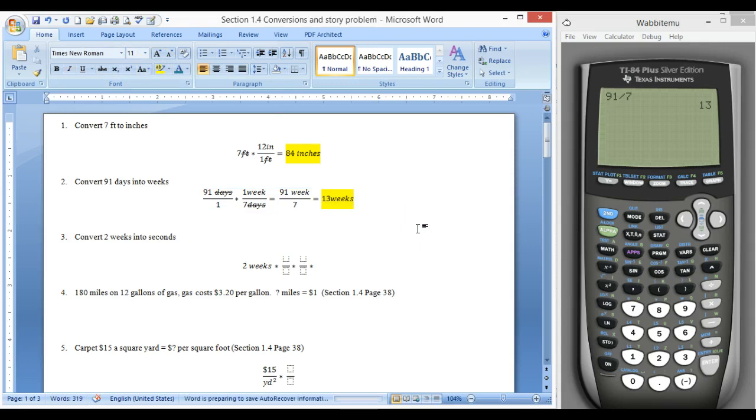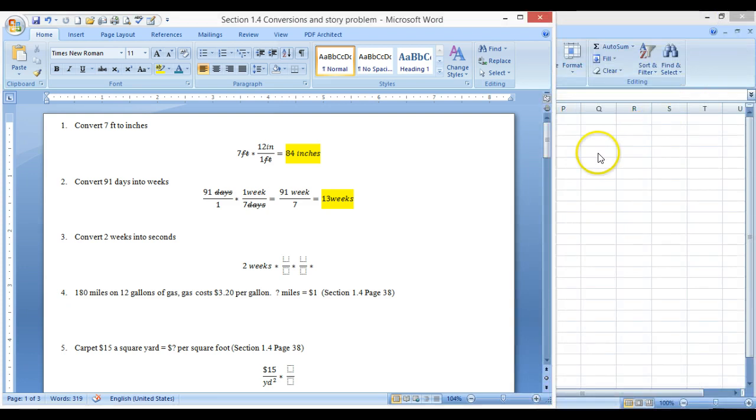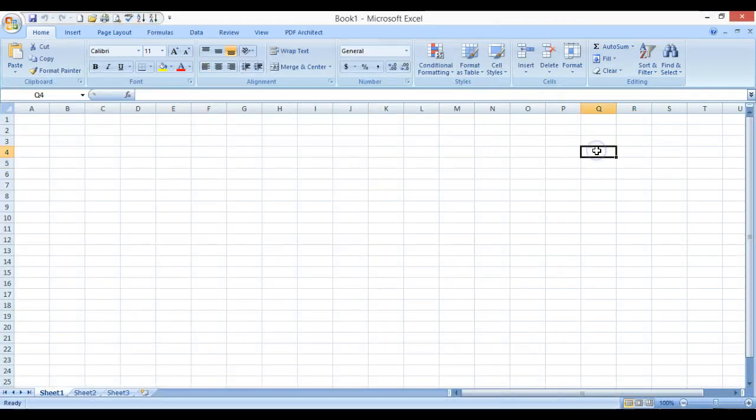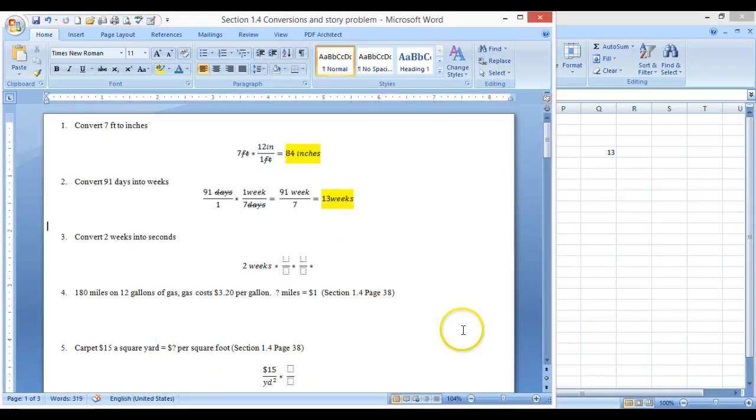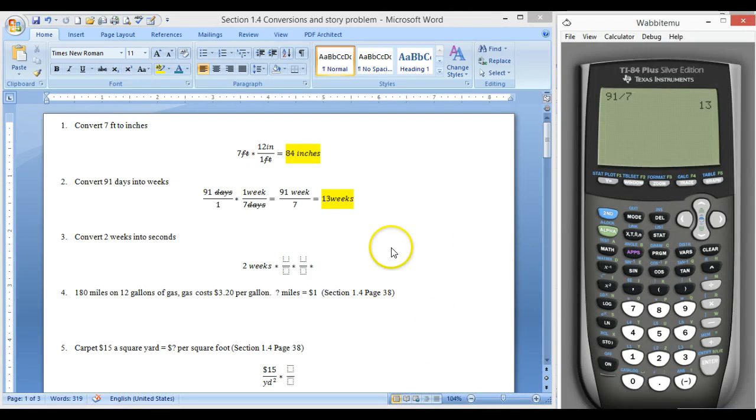Now some of you may not want to download this calculator. That's fine. I'm going to minimize that and show you that Microsoft Excel will work in the exact same way. Remember, it works like a calculator, so you just need to press equals. We had 91 divided by 7, press enter, and it'll calculate it to be 13, which is what we got. Alright, let's move to question number 3.